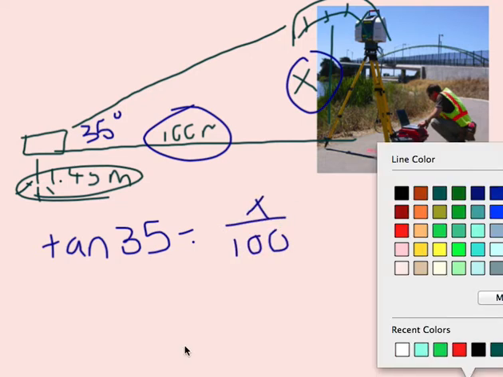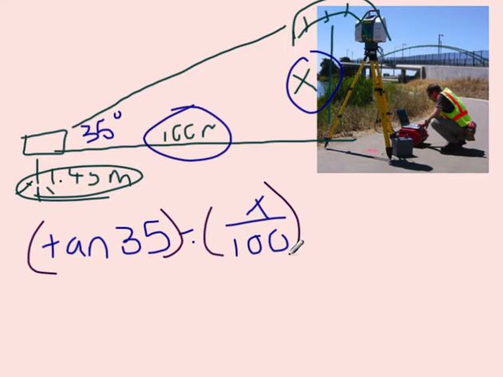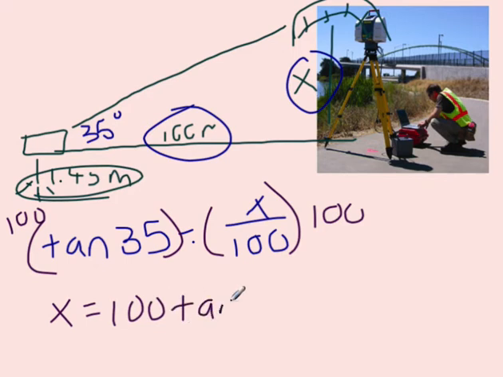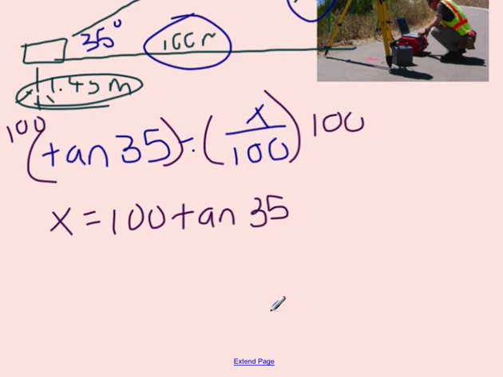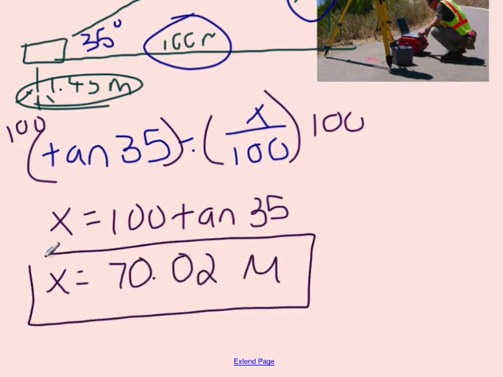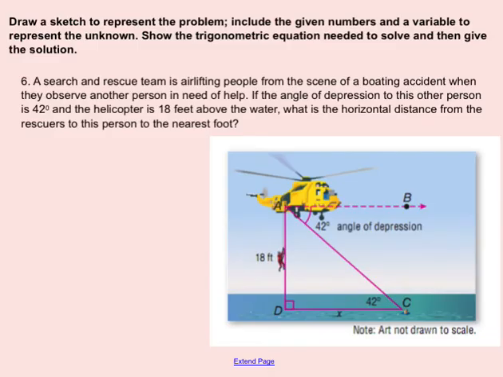So now we need to solve this for x. So what I'm going to do is multiply both sides by 100. So I'm going to get that x is equal to 100 tangent of 35 degrees. Again, at this point, we're ready just to plug it into our calculator, which you should be doing along with me to make sure you get the right answers. Then we get 70.02 meters for x.